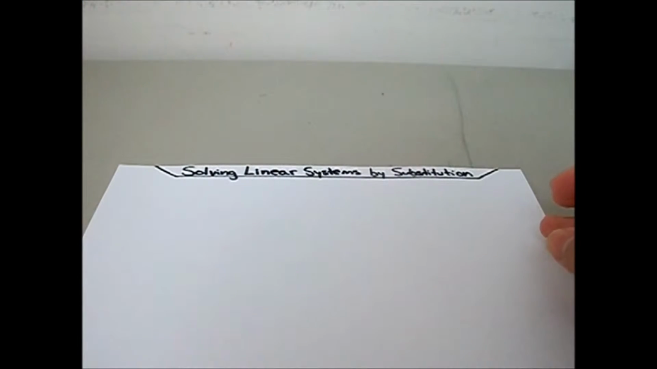So in the previous lesson we learned solving linear systems by graphing, which basically required you to plot your equations on a graph and observe where the point of intersection is. Solving by substitution is more of an algebraic method where it requires you to substitute one variable into the other.